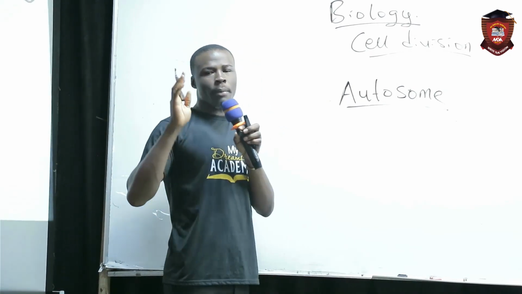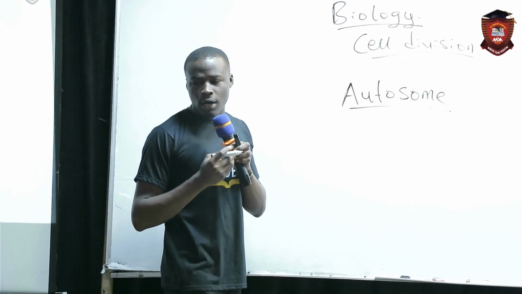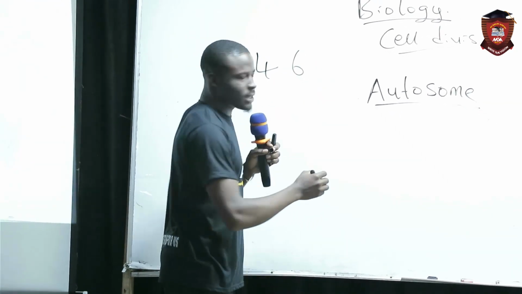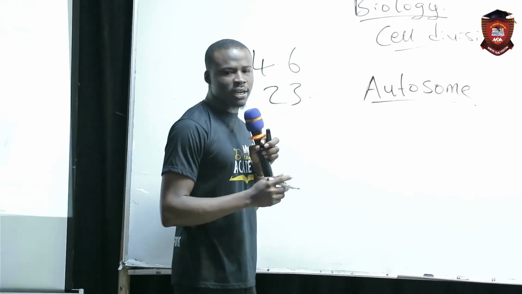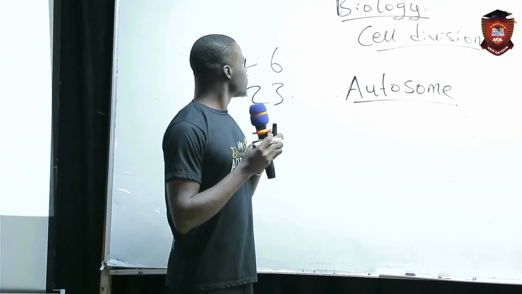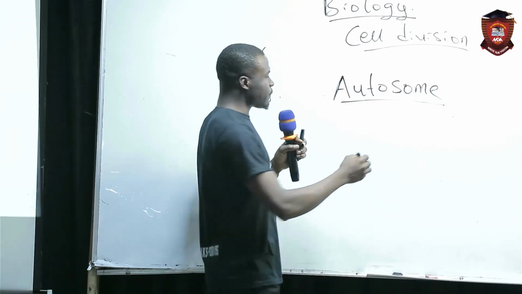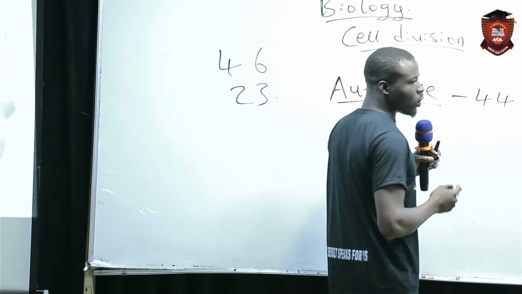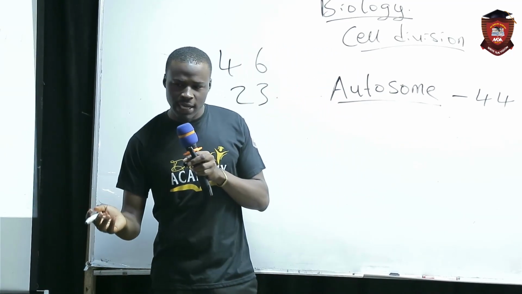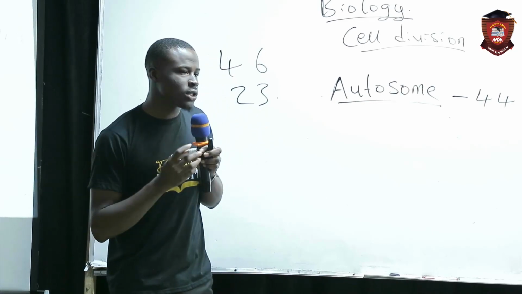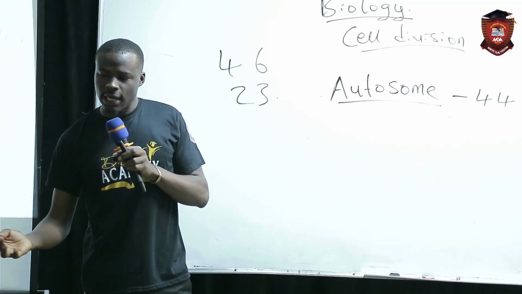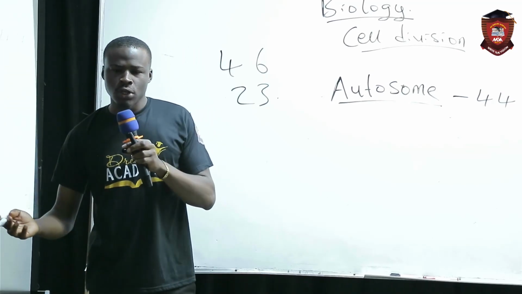And how many autosomes do we have? Generally, we have how many chromosomes? 46. And how many pairs? 23 pairs. But when we talk about the body cells, which are autosomes, we have 22 pairs, that is 44 autosomes. Now, the remaining 2 are called sex chromosomes. Do you understand? So where do you see mitosis?